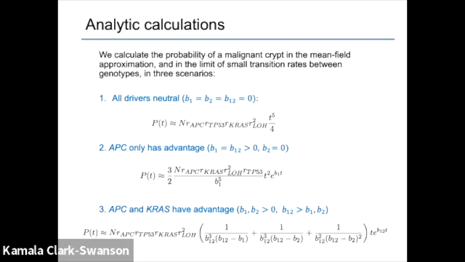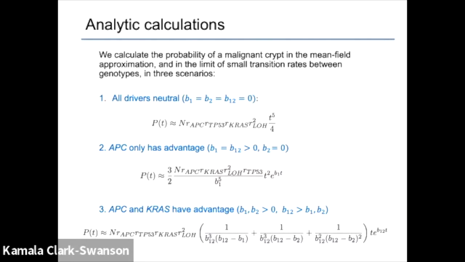Our first scenario is, what if all drivers are neutral prior to all 3 of them being collected? Would completely neutral evolution be able to explain the incidence rates that we see for colorectal cancer? Scenario 2 is, what if only APC has selective advantage? What would happen then? And then scenario 3 is what we think is the reality, that both APC and KRAS have advantage. And then we have a formula for the probability of malignancy at time t.